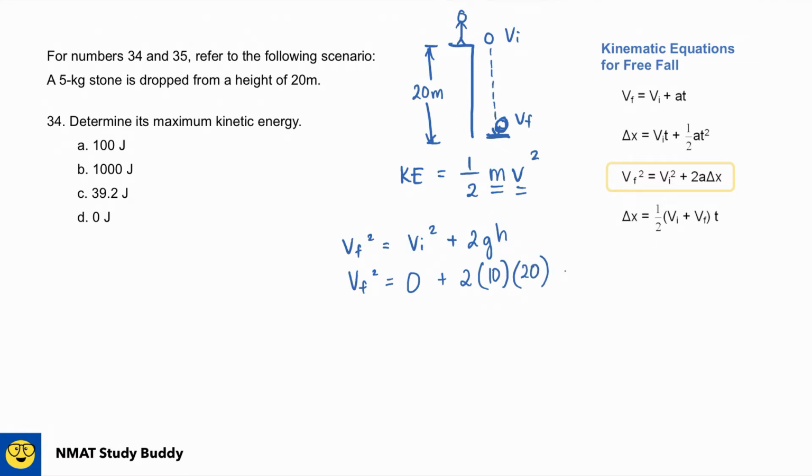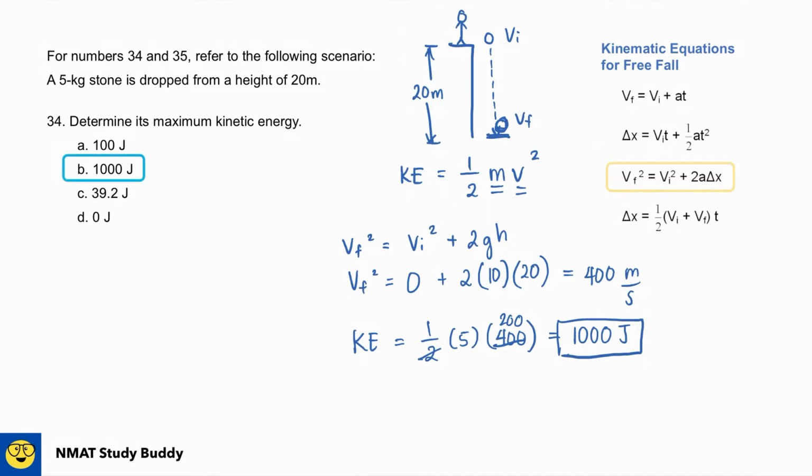Yan. So, makukuha natin yung final velocity squared. So, 2 times 10 times 20 is 400 meter per second. Tapos, since nakuha na natin yan, pwede na natin siyang i-substitute sa formula ng kinetic energy. So, 1/2 times 5, which is yung mass, times 400. So, yung makukuha nating sagot dito is 200 times 5. So, equal yan sa 1,000 joules, which is letter B.